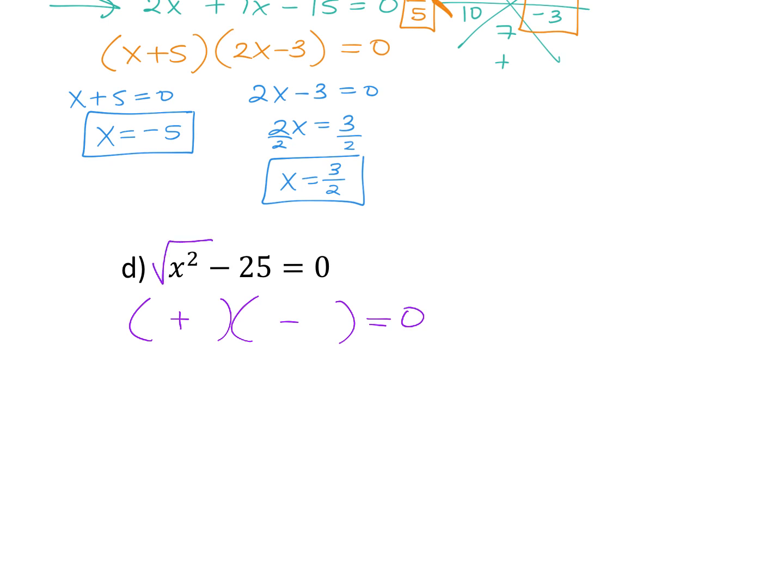So take the square root here, we get x's. Take the square root here, we get 5s. If we were to set those both equal to 0, what are your answers?